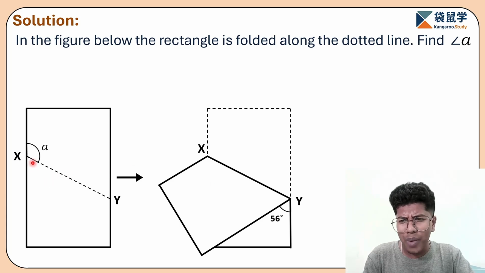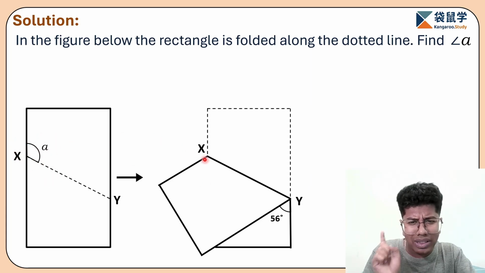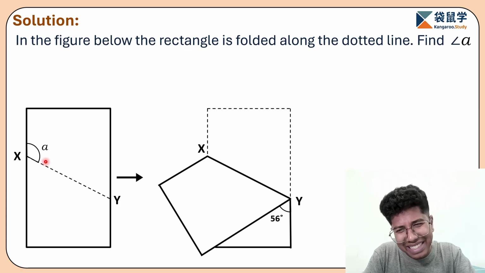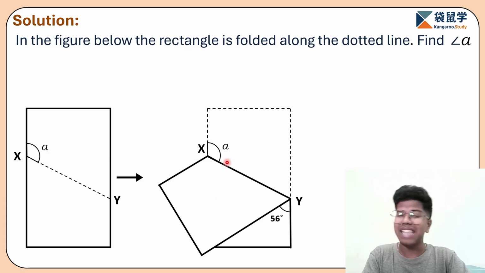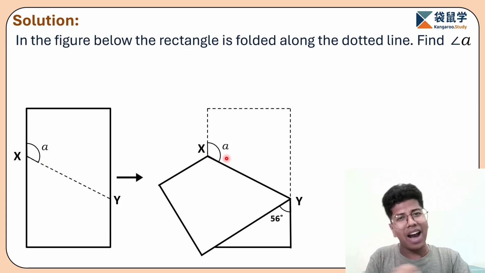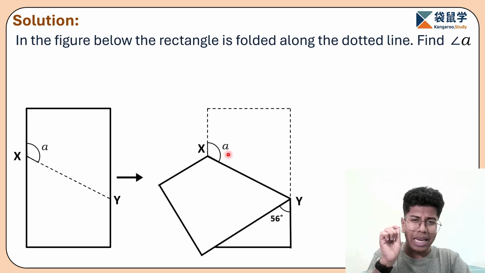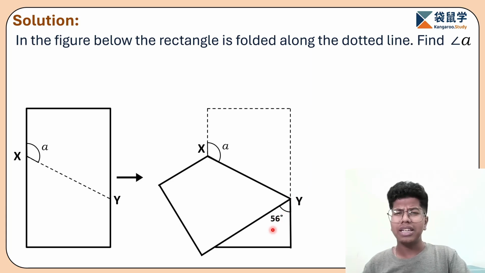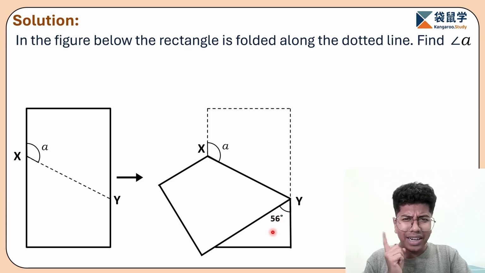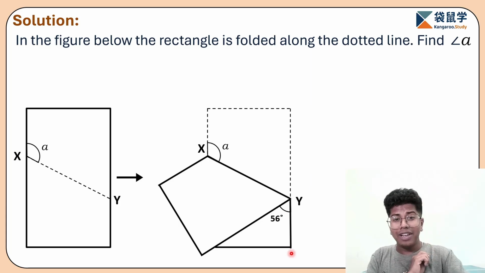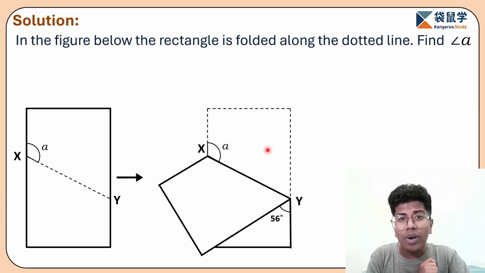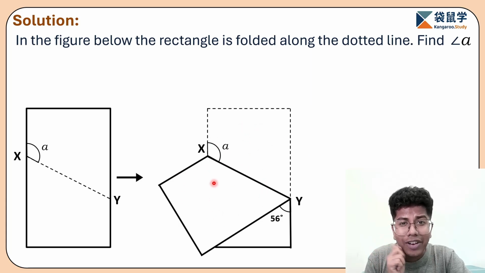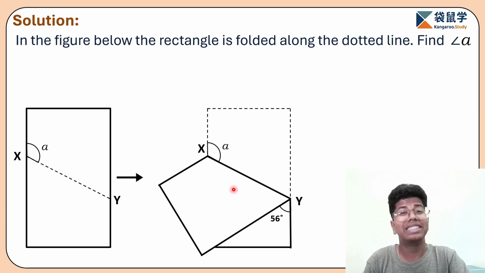Now, if I ask you where angle A is present on this diagram, it's the same one, so I'll label it as angle A. Now, we need to find out angle A, but the only information I have is this 56 degrees that is present here. How do we relate it? We can observe the part that is before folded and the part that is after folded. Is it different? No, it's the same.